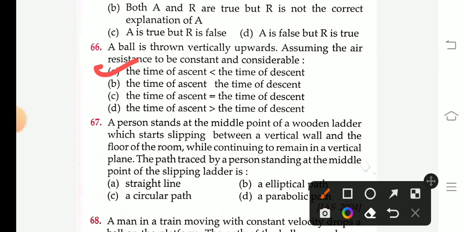A person stands at the middle point of a wooden ladder which starts slipping between a vertical wall and the floor of the room while continuing to remain in a vertical plane. The path traced by a person standing at the middle point of the slipping ladder is a circular path.